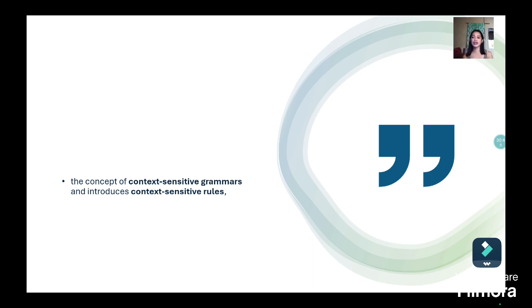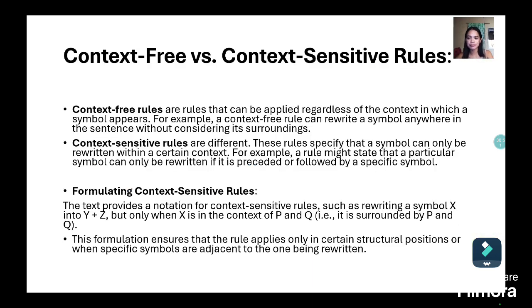Now let's proceed to the concept of context-sensitive grammars, which introduces context-sensitive rules. Context-free versus context-sensitive rules. Context-free rules are rules that can be applied regardless of the context in which a symbol appears. For example, a context-free rule can rewrite a symbol anywhere in the sentence without considering its surroundings.